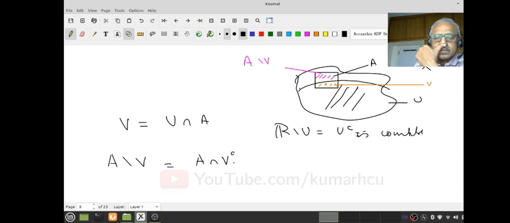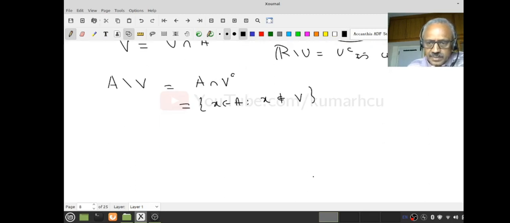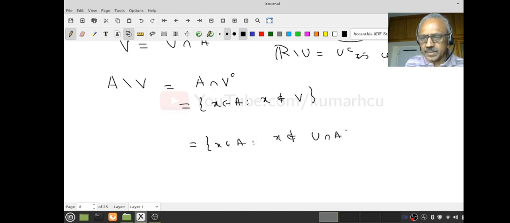Now, how do you think I will do that? Let us go slowly. Let us write down the definition. This is the set of all X in A so that X is not in V. That's why the picture is there. Now I want to work through the definition of A difference V. But what is V? X is in A and X is not in U intersection A, because V equals U intersection A.